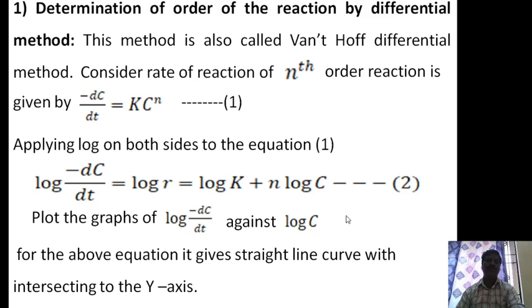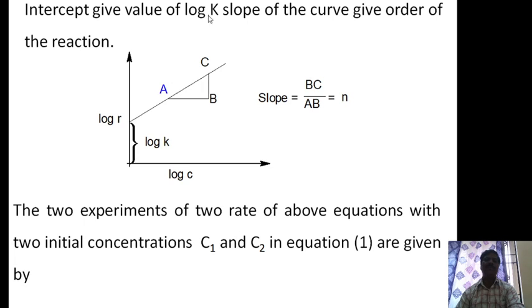Call this equation number 2. Plot the graph of log of minus dc divided by dt against log c. For the above equation, it gives a straight line with an intercept on the y axis, which gives the log k value. The slope of the curve gives the order of the reaction.